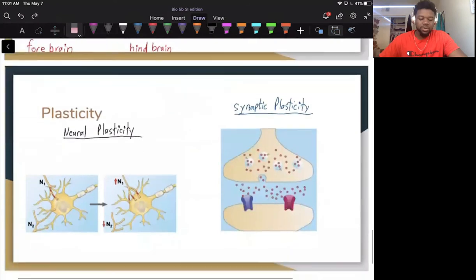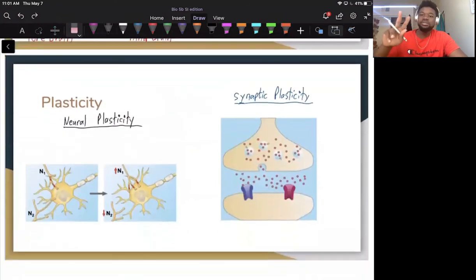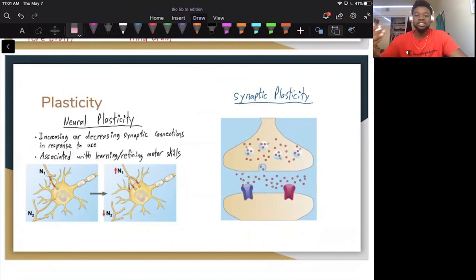So the last thing I'm going to go over with you guys is plasticity. There are two types that you need to know for this class: neuroplasticity and synaptic plasticity. With neuroplasticity, the definition is just increasing or decreasing synaptic connections in response to usage. In this little diagram, you have a neuron that's being synapsed by two different neurons, neuron 1 and neuron 2. As neuron 1 is being used a lot more than neuron 2, it's going to lead to an increase in synaptic connections of neuron 1 and a decrease in synaptic connections of neuron 2. This is what you call neuroplasticity. It's associated with learning new or refining skills, like different types of motor skills.